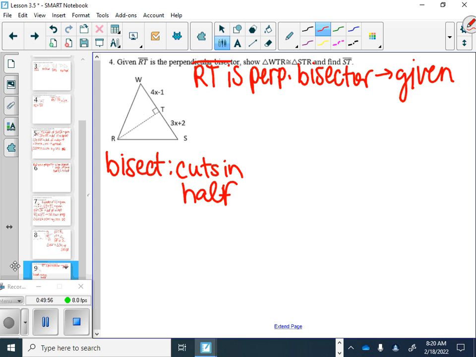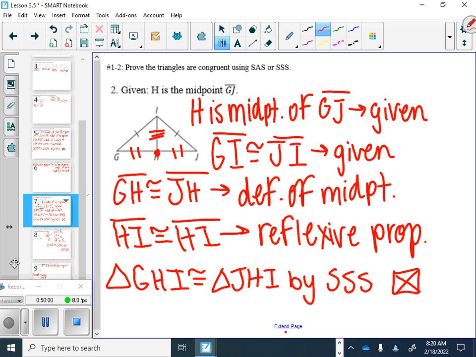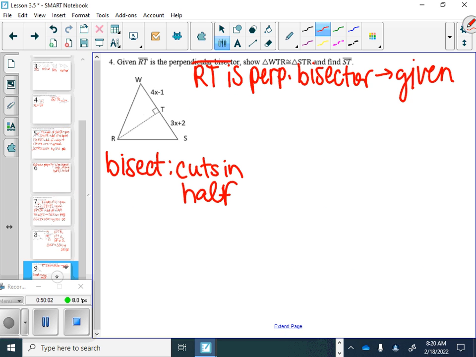This perpendicular bisector is cutting it in half. So those two sides are equal to each other. We'll deal with the math in a second. We have to prove these triangles are congruent first. So, which side is congruent to WT? ST. WT and ST are congruent to each other, and we'll say by definition of perpendicular bisector. Kind of like definition of midpoint.